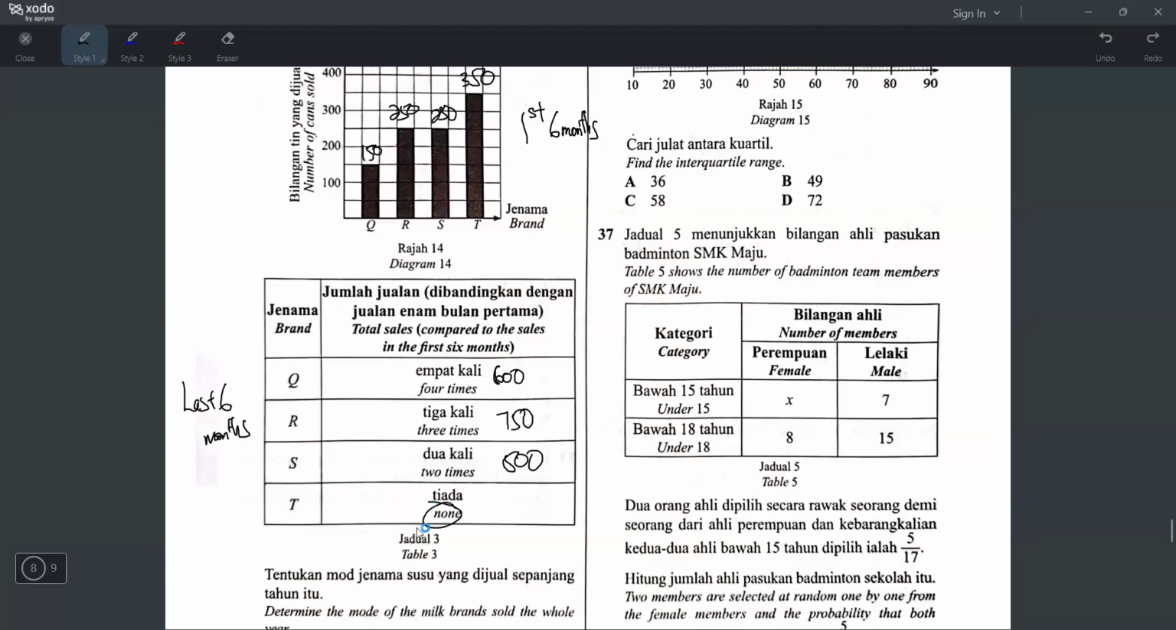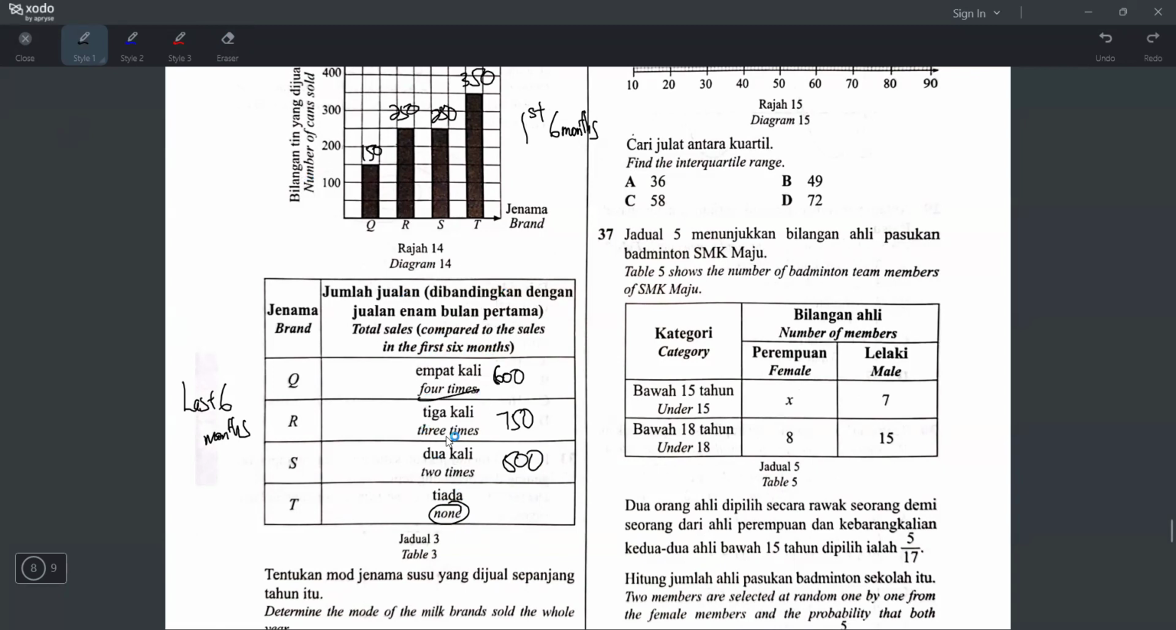This one they say none. Wait, what's the meaning of none? Do they mean like 0? None. But they say this one is the sale compared to the first 6 months, right? So I'm not too sure. Actually, I tak berapa confident lah, this one. I'm not sure whether this none is like 0 times or 1 time.